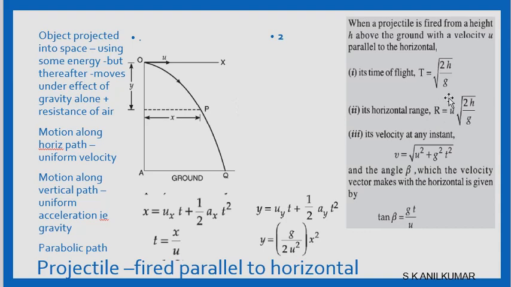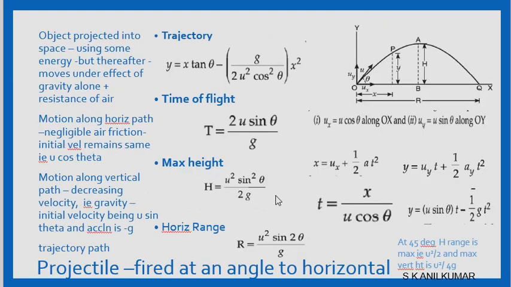Here the horizontal range was u into root of 2h by g. The maximum range is u square sin square theta by 2g. Horizontal range is R equals u square sin 2 theta by g. Maximum height is h. Now ux equals u cos theta, and uy equals u sin theta.